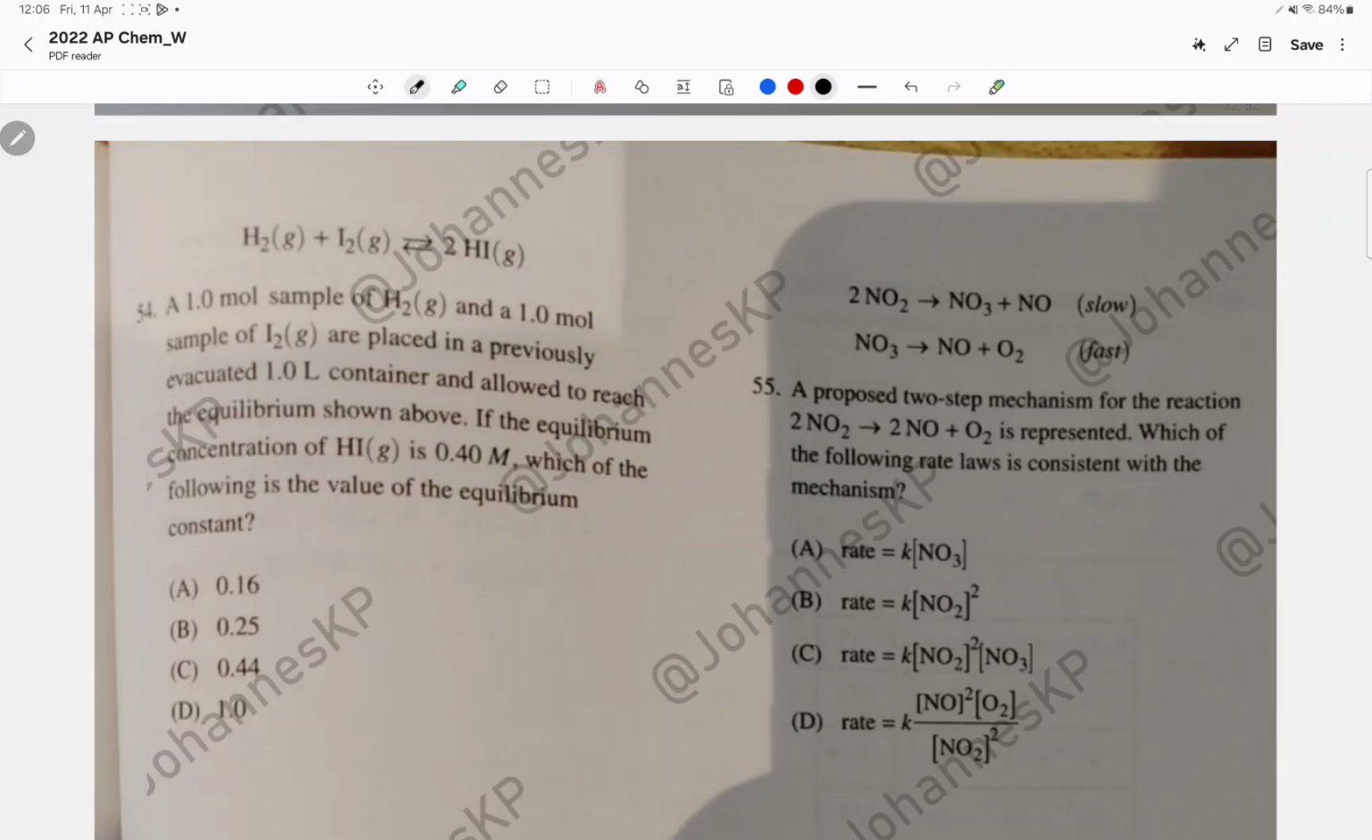Okay. So here we must build the ice table, but the ice table requires you to build it with molarities. Do we have molarities here? No. We must first find them, right? So what's the molarity of the H2? Mole divided by the volume, which is 1. So 1 molar. And the molarity of the I2 is the same thing.